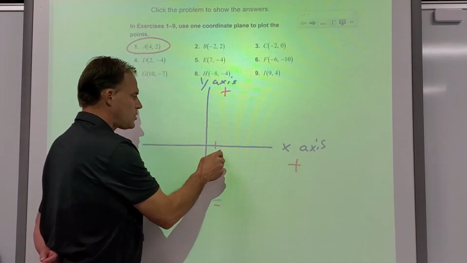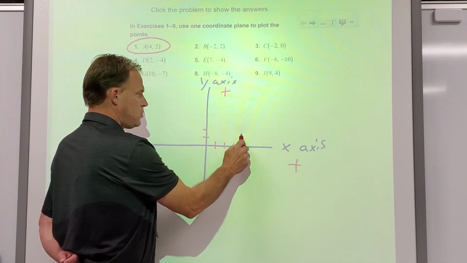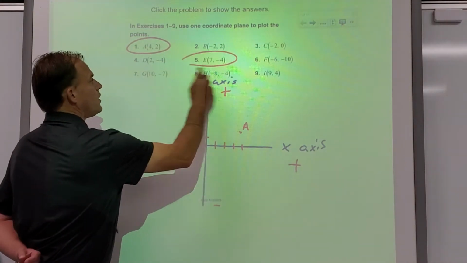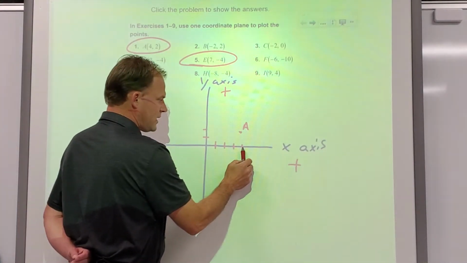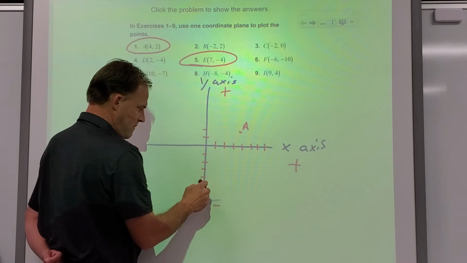So the first number is always the x. So it's right 4, up 2. That would be point A. Let's go here. E: (7, -4). So that's right 7, down 4.